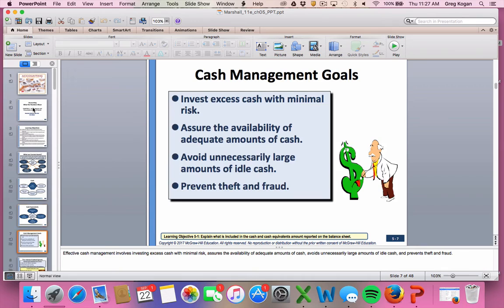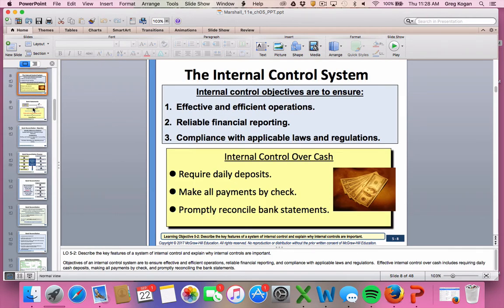Cash management goals, essentially, we want to make sure that the cash is being invested, that there's an adequate amount to pay bills, avoiding idle cash, avoiding large amounts of cash. Obviously, we talked about that. That could prevent growth, or you would have so many assets that are not generating income, so the assets are not being used efficiently. We also need to have controls in place to prevent theft and fraud so that the cash is secure. And what are the internal controls?